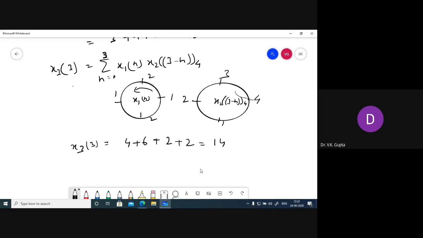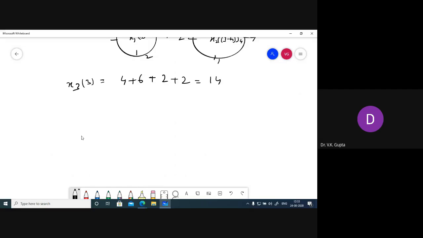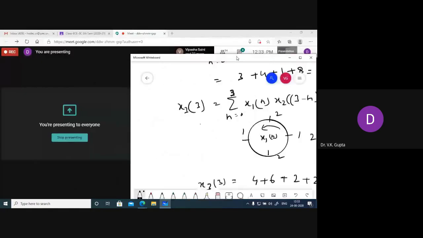So our circular convolution will be: x3(0) is 16, x3(1) is 14, then again 16, then x3(3) is 14. This is the circular convolution of two sequences, the 4-point circular convolution. For 4-point circular convolution, we have 4 output points. The output points are 16, 14, 16, 14. This is the circular convolution of the two sequences.